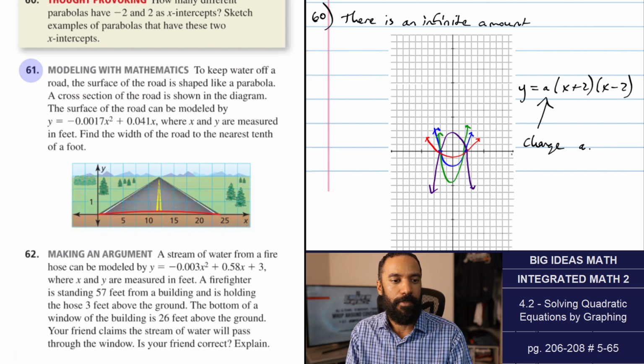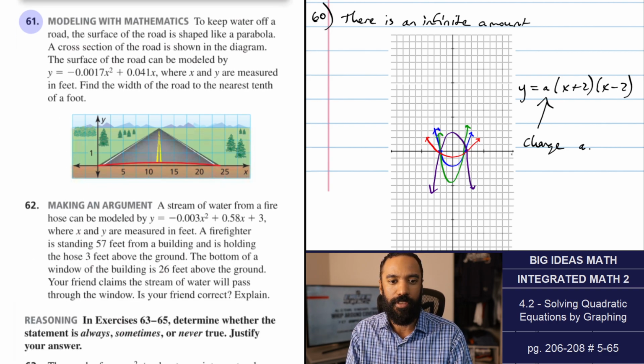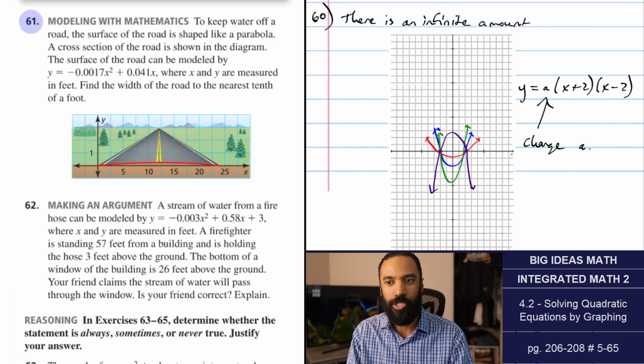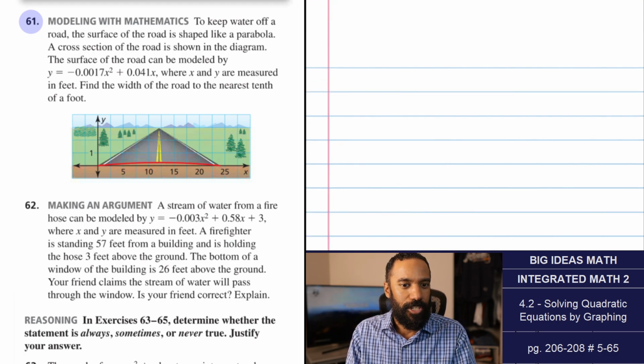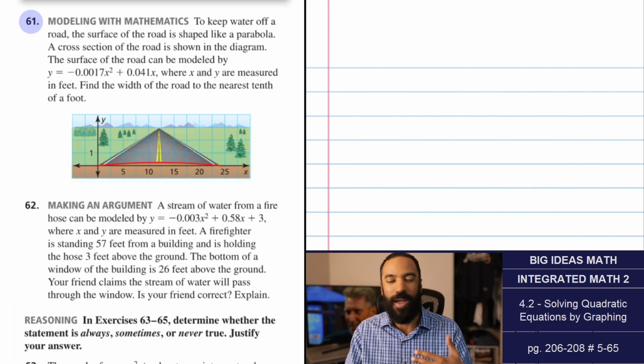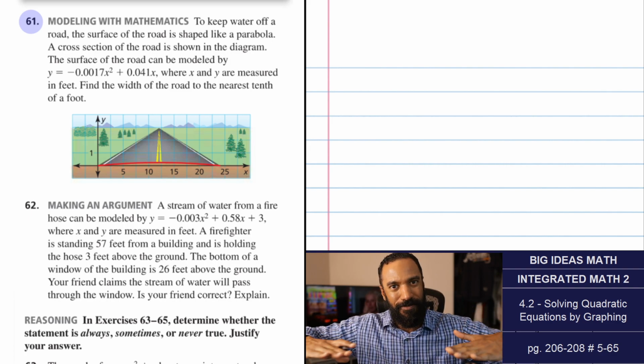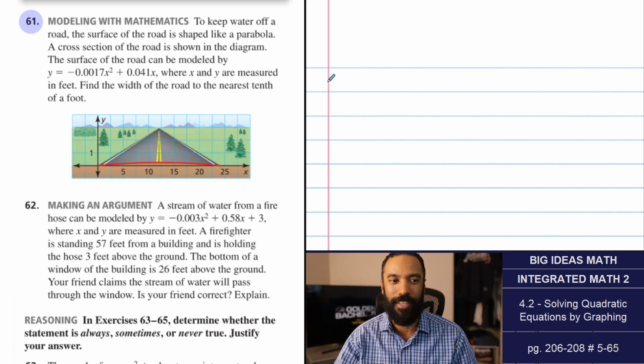Modeling with mathematics. To keep water off a road, the surface of the road is shaped like a parabola. That's true, right? It has some runoff. The cross-section of the road, the surface area, is given by this. Yeah, it's going to be a very small stretch. It's not a very curvy road. It's just barely curved, so water can just run off. That's fine.